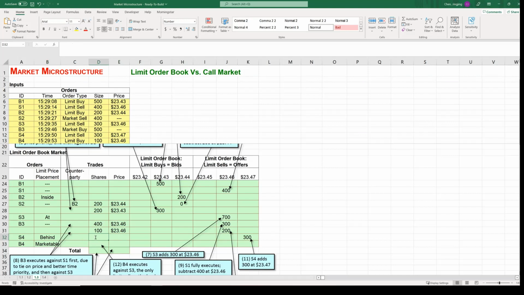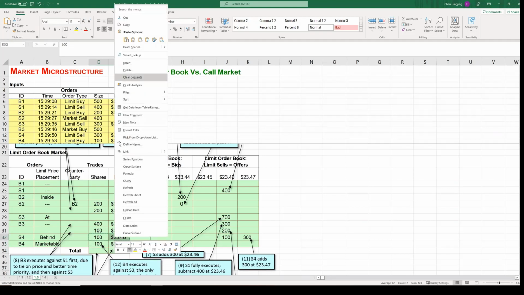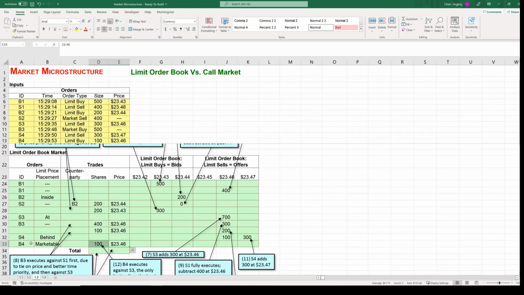So we will have these 100 shares to be bought from the sell order here. So reduce the sell order from 200 to 100, because 100 will be sold to this last person here at the price of 23.46. I think this is the last one. Yes, this is the last order.